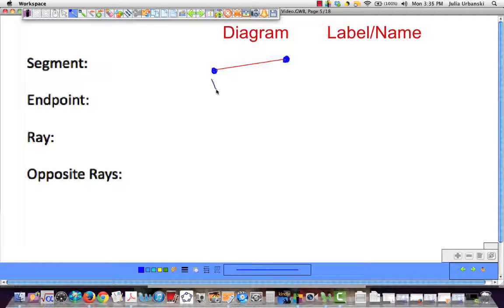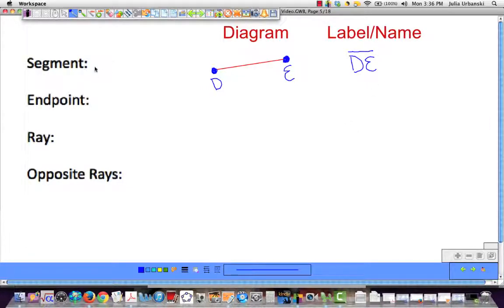So let's use the letters D, E. That's the segment. Okay, it can be named several different ways. You can either use DE or ED. The order doesn't matter. What matters is that you put a segment bar across the top with no arrows.